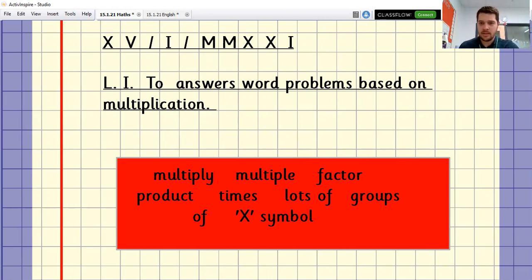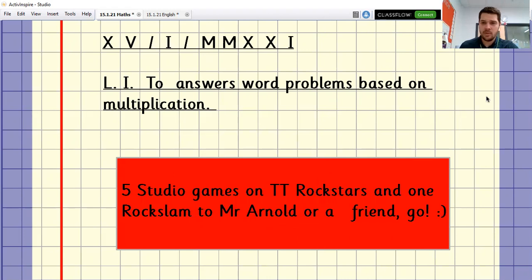Okay, so can you spend, with multiplication in mind, probably about 5-10 minutes on 5 Studio games and 1 Rock Slam, either to me or to a friend? So pause the video here, get up a new tab and do that quickly.